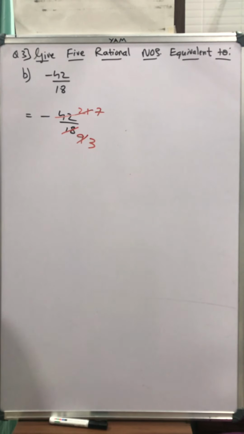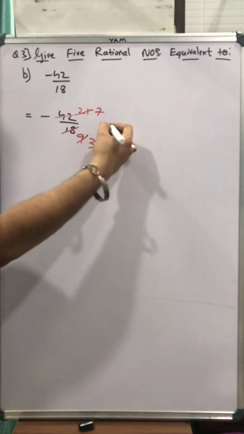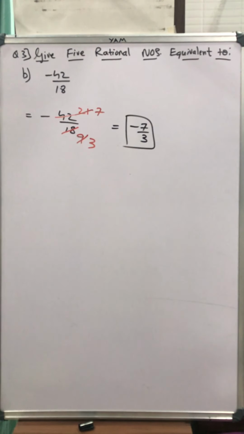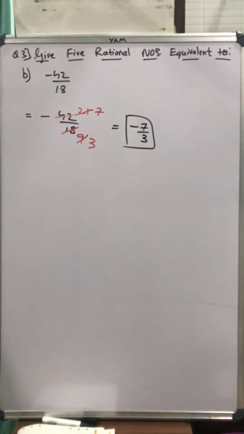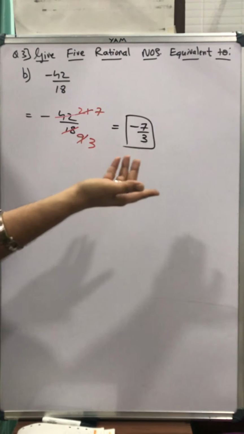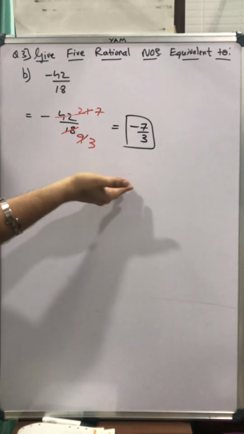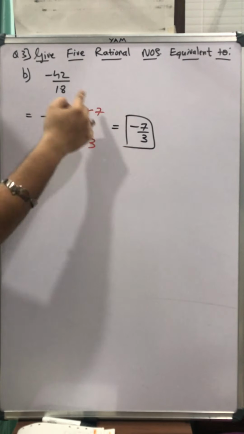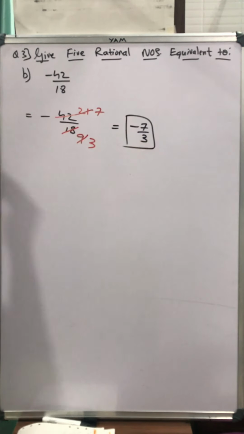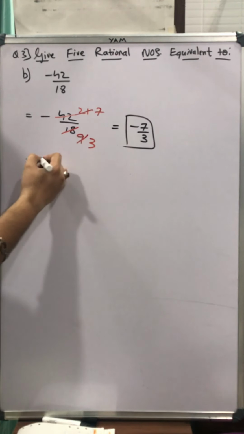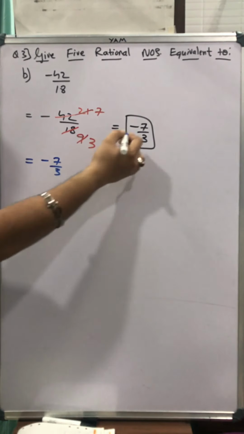So what I got, students, I'll just write here: the lowest form is minus 7 upon 3. Can I say this minus 7 upon 3 can be one of my rational numbers? Yes, because when I brought it to the simplest form, I got minus 7 upon 3. So one of the rational numbers equivalent to minus 42 upon 18 is minus 7 upon 3. Great. So my first rational number over here is minus 7 upon 3. Okay, it's done.